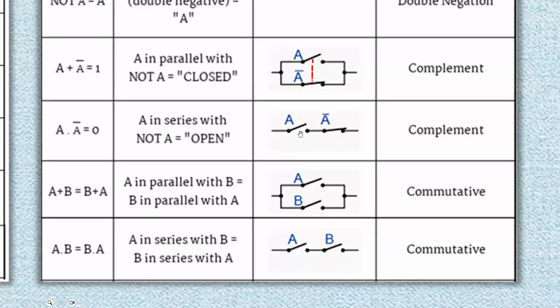See here? If you close this, that one's going to open. If you close that, that's going to open. You will never make that rung true. So it's a complement type of property.